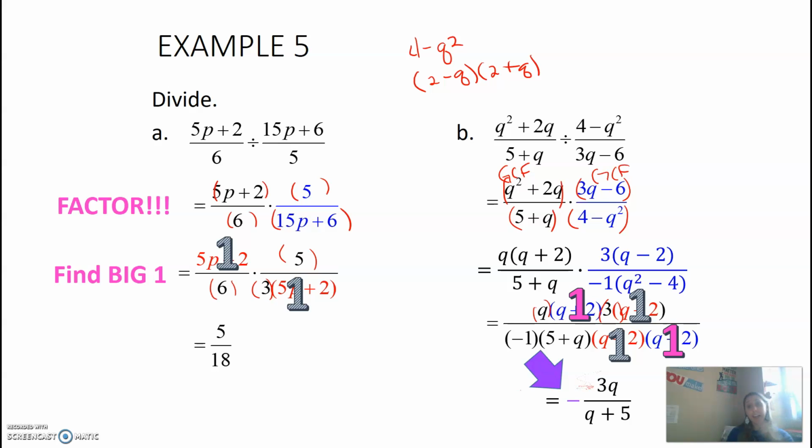If we have a negative divided by a negative, then we need to simplify that. We need to find those big ones of negative 1 over negative 1, which is 1, and make it a positive fraction. All right, so this is where we ended.